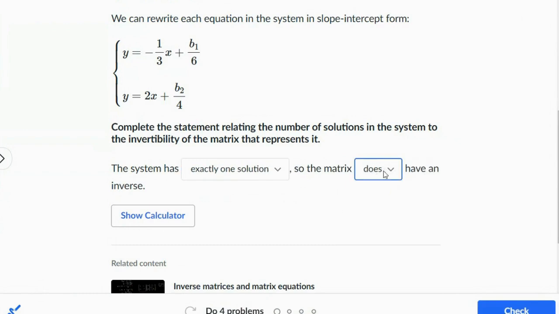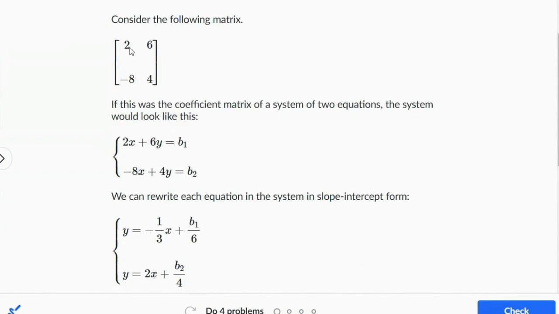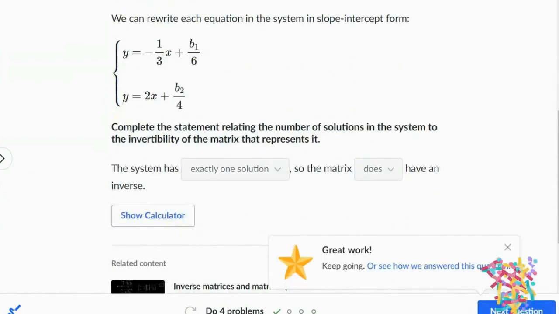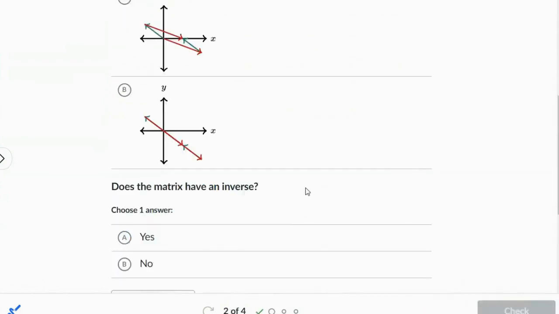If you want to check does that have an inverse, you can do that: A times D minus B times C. 8 minus negative 48. That's 56. That's not 0. So it does have an inverse, right? As long as that's not 0, AD minus BC, that tells you, oh, it does have an inverse. Check. Yes. Here's the next one.